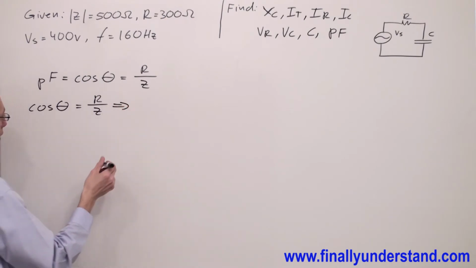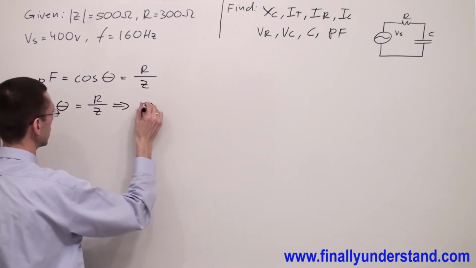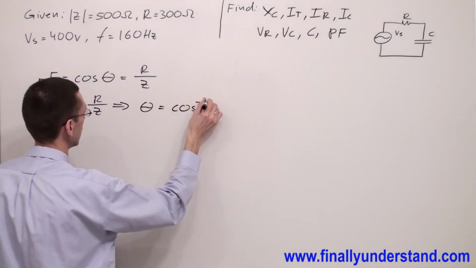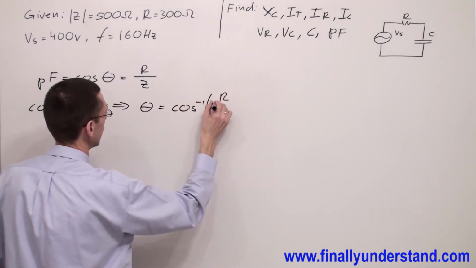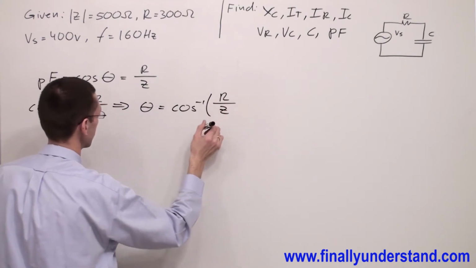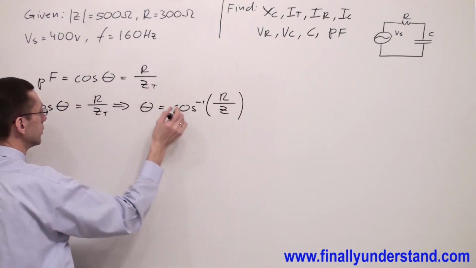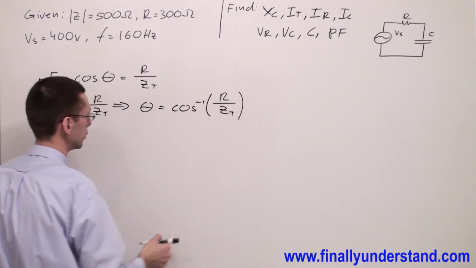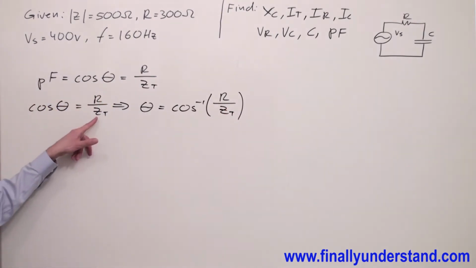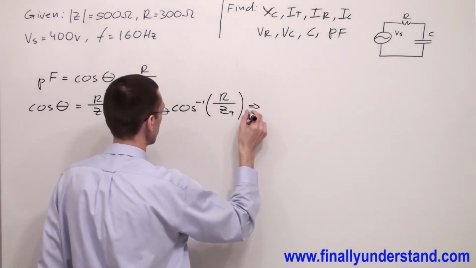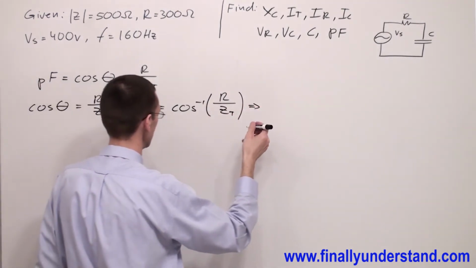This is going to give angle theta equals inverse cosine of R over Z. Okay, of course this is Z total. You can add T to Z in order to remember that this is Z total. So next, I'm supposed to simply plug the values into my formula.